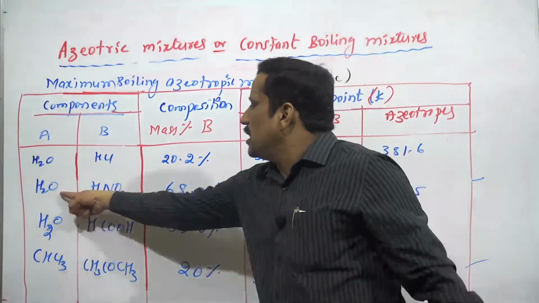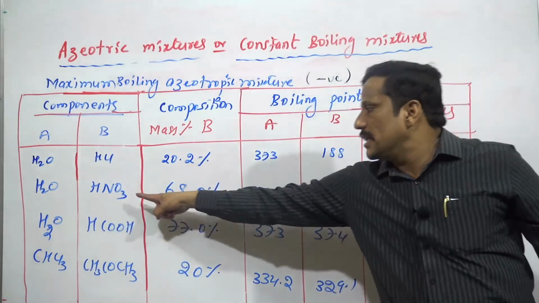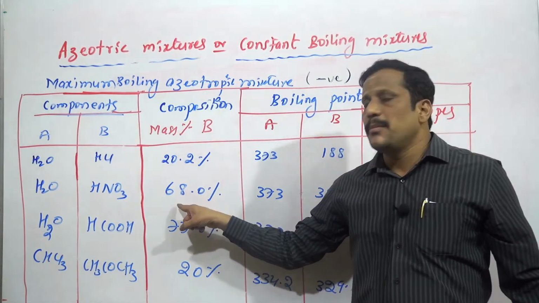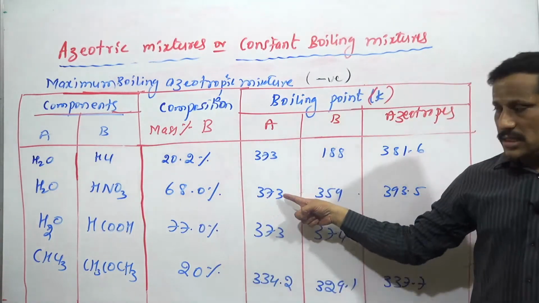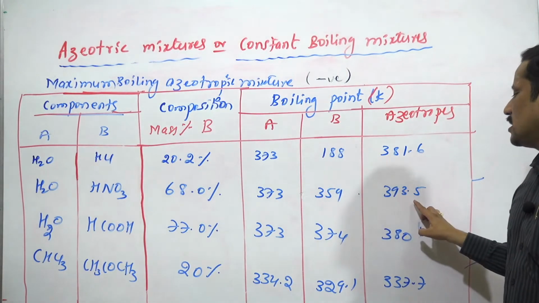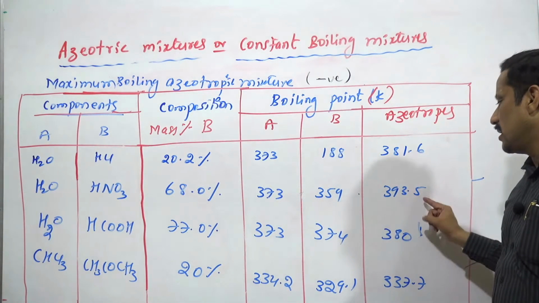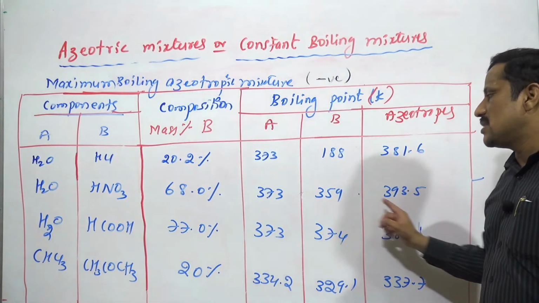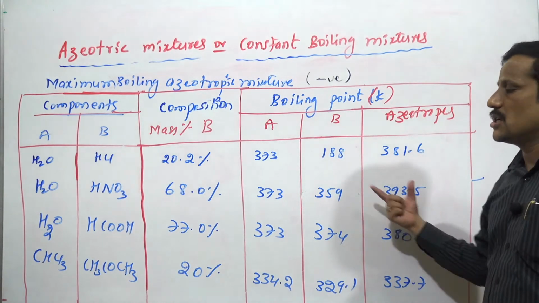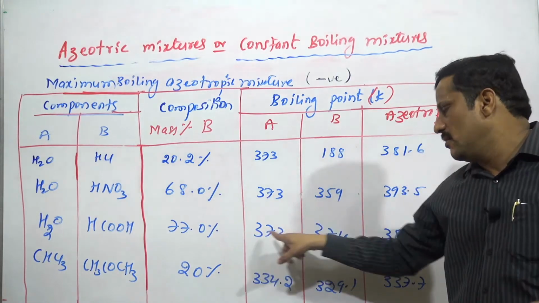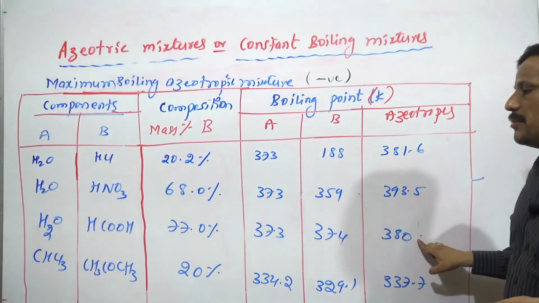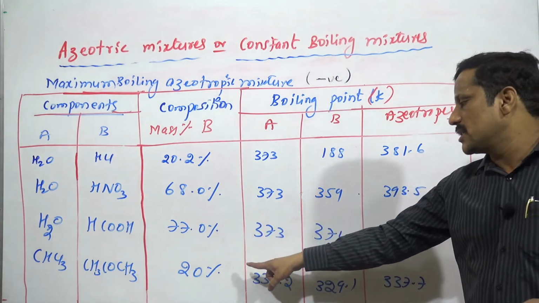So another example is H2O and nitric acid. The nitric acid composition is 68%. Remaining one is water. The water boiling point is 373. Nitric acid boiling point is 359 Kelvin. Boils at 393.5 Kelvin, higher than that. 393 is more than 373 and 359. Maximum boiling azeotropic mixture. Same way, water and acetic acid, we have 373, 374, but boils at 380 Kelvin. Higher temperature.